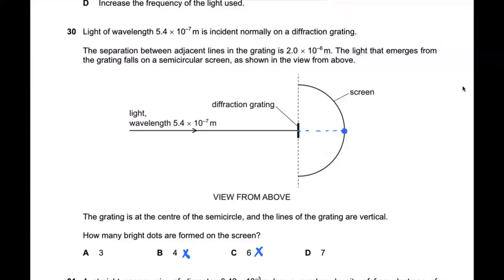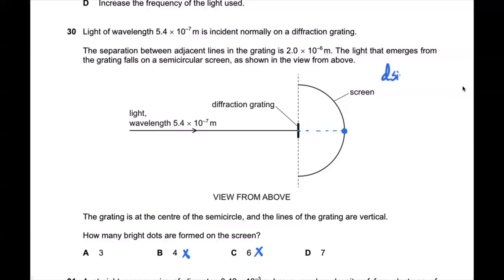All right. Now, how many bright dots are formed? Now I know the answer is either going to be 3 or 7. So even if you were to work purely on guesswork, now you have double the odds of getting the correct answer. But anyway, that's not what we're going to do here. We are going to solve this.